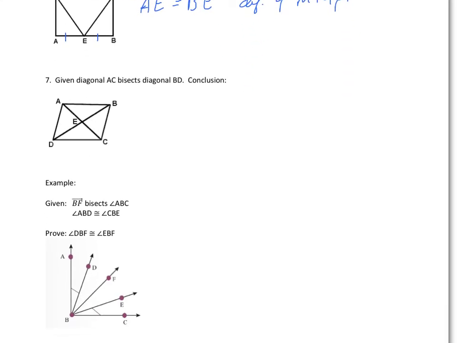And given that diagonal AC bisects diagonal BD, what do we conclude? Again, remember, what is bisecting what? Diagonal AC, there's your diagonal, is bisecting BD. So BD is cut in half. So DE is equal to BE. Again, by definition of bisector.